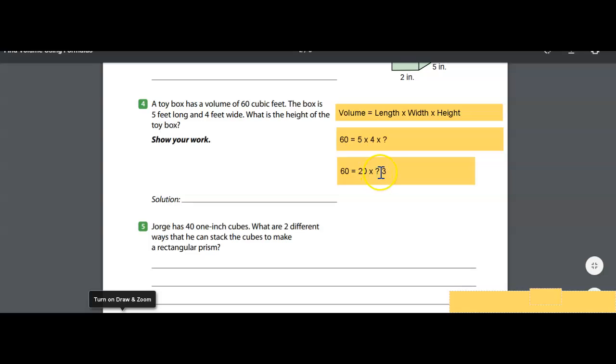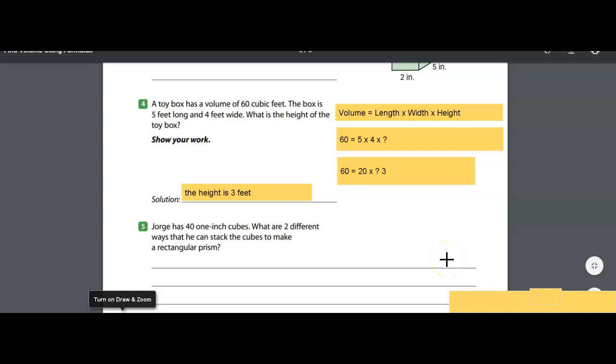So if I do 20 times 3, that gives me 60. And 60 is my volume. So I know that the height is 3 feet.